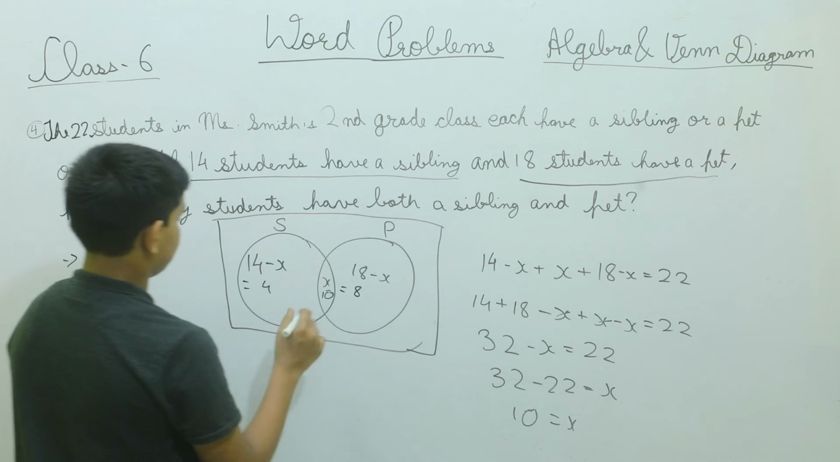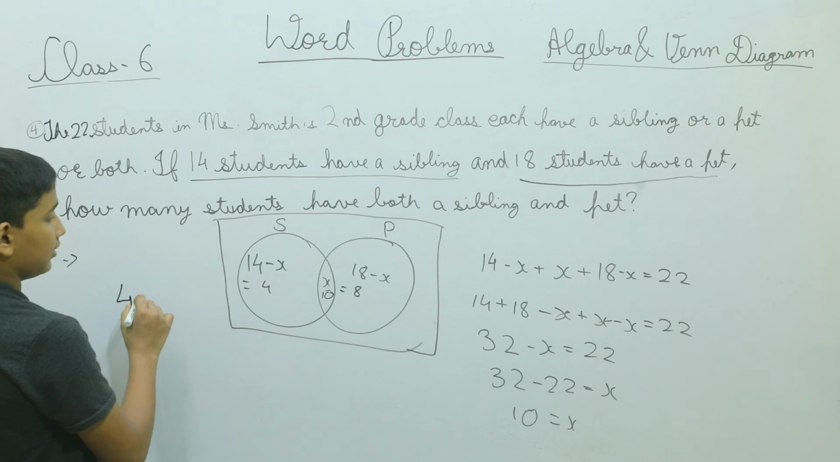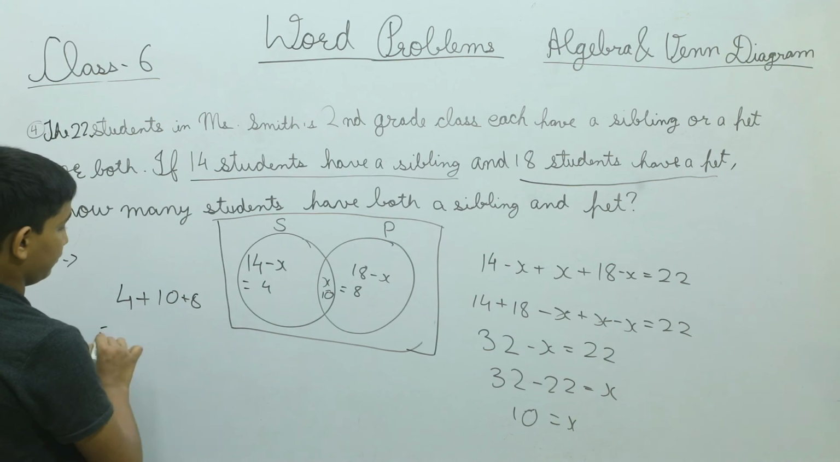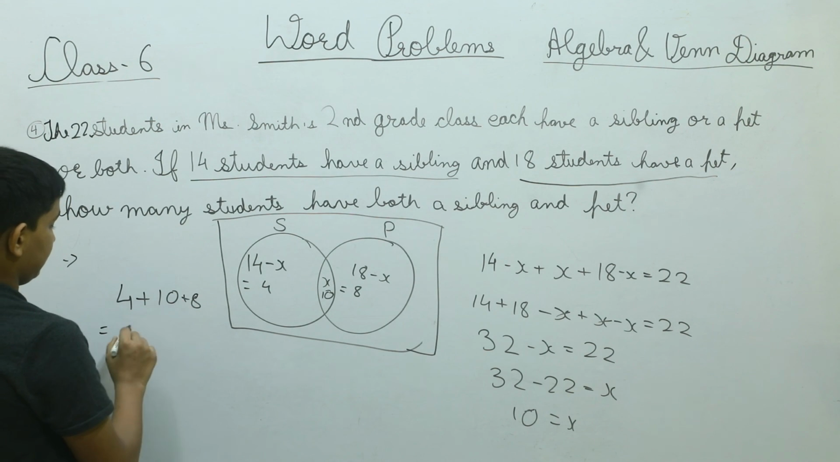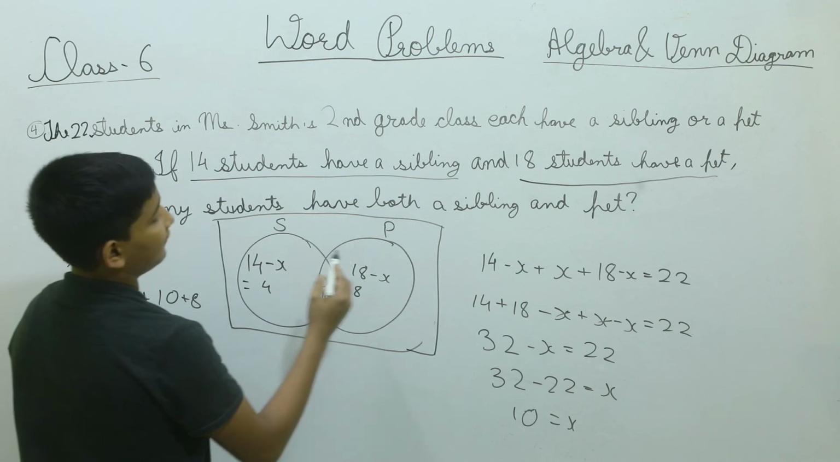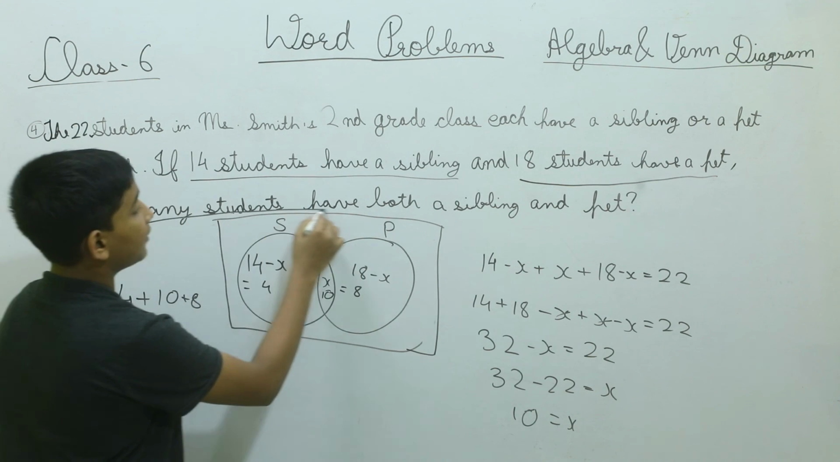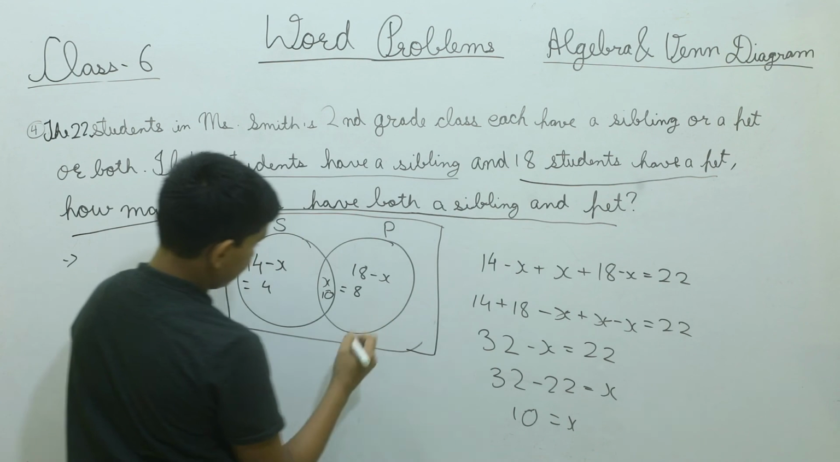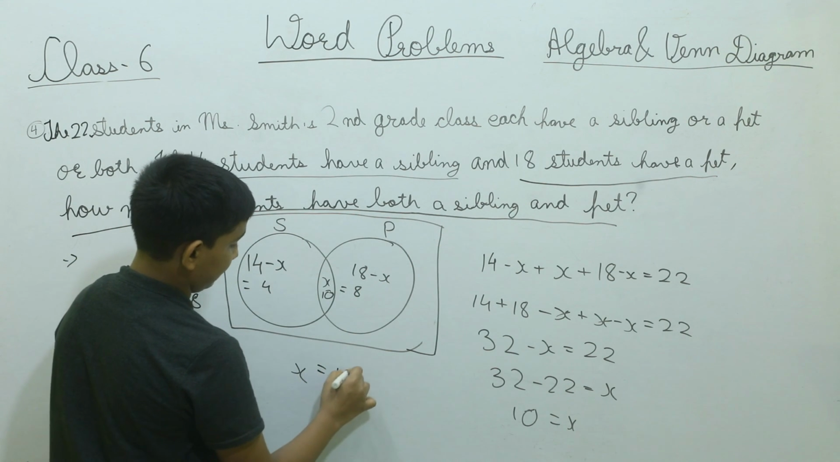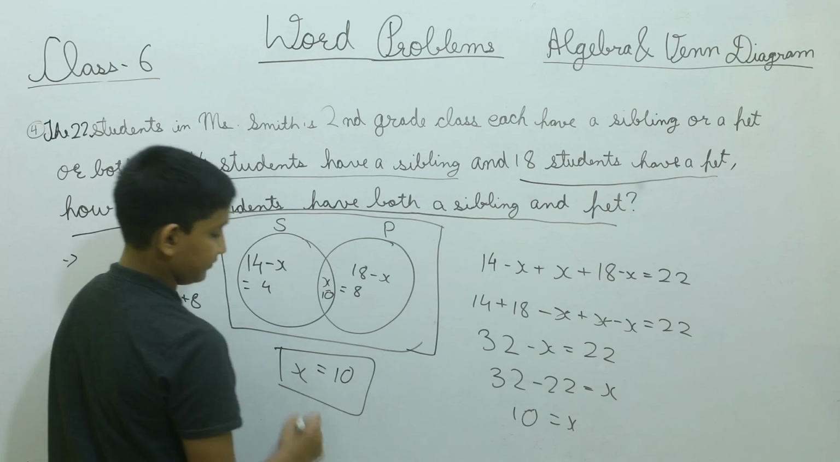So now let's check our answer. 4 plus 10 plus 8 should equal 22. So it is equal to 22 after we have added. And we are asked how many students have both a sibling and a pet. So x was both a sibling and a pet, and x value is 10. So 10 is our answer.